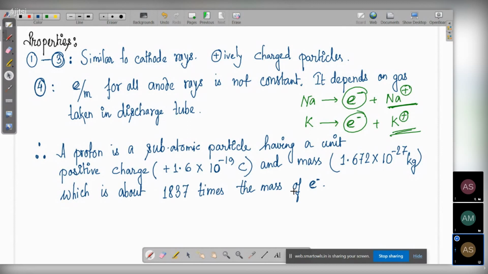So we got to know that an atom actually has two things inside it. One is the electron and the other is known as the proton. Electrons are negatively charged particles and protons are positively charged particles. This is the main conclusion that we can draw from here. So now we have seen that an atom can also be further divided. So that's it for today.